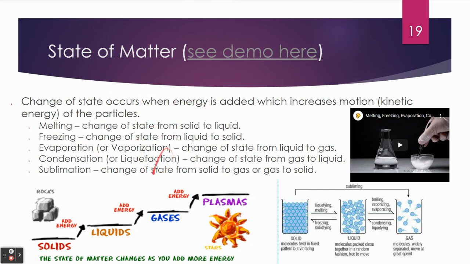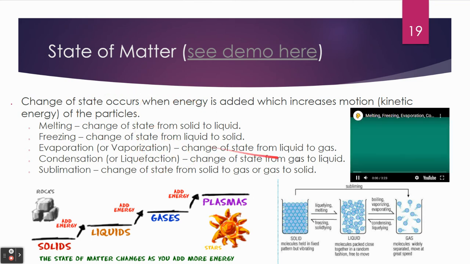So on that line of states of matter, you do need to know the transformation that can occur from one state to another by adding or removing energy, and you should know what they're called. So for example, if you have some solid and you add energy to it to heat it up, it will melt and become a liquid. If you add enough energy to the liquid, the particles increase in their speed and they will evaporate. It's evaporation or vaporization and become a gas.